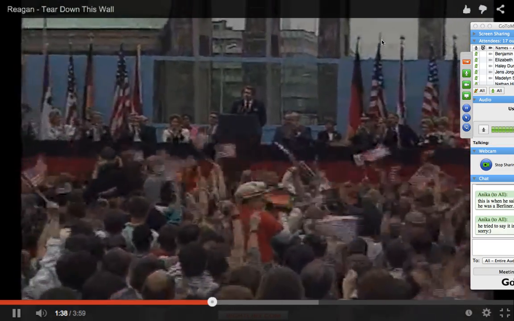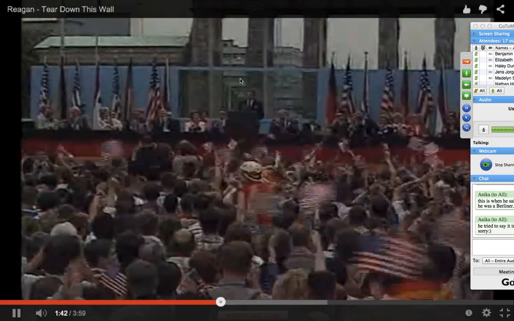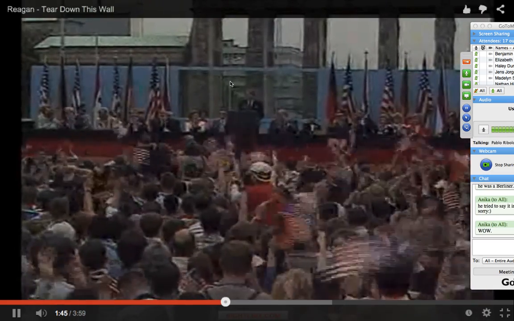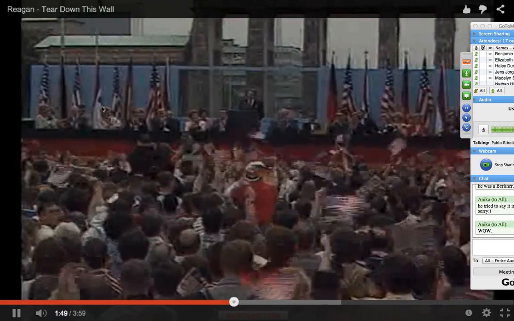He's referring to this gate here in the background, that is the main gate between East and West Germany, and is divided and closed by the Berlin Wall.